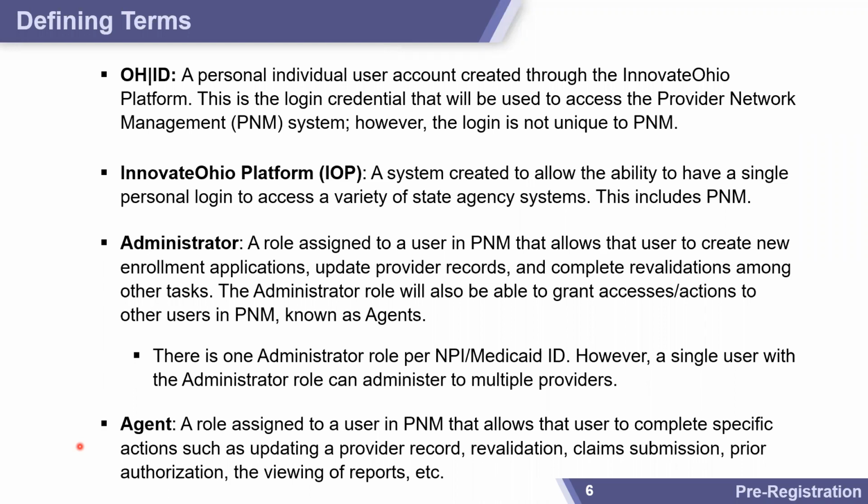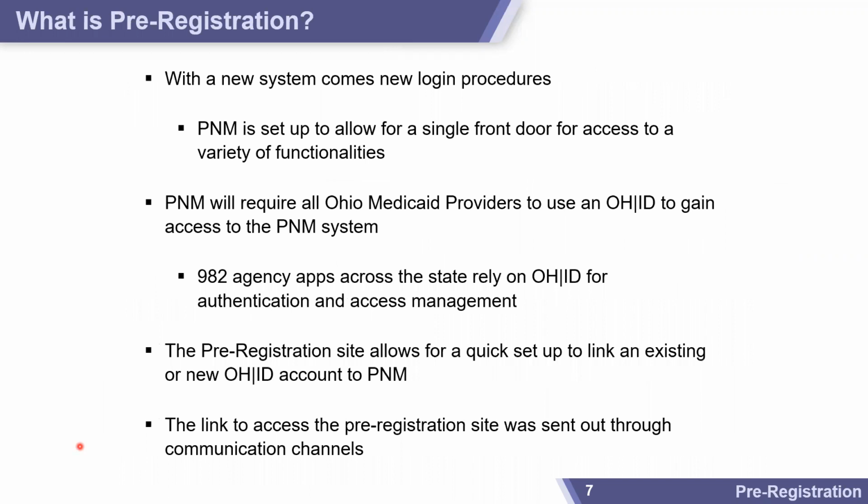So let's get into our first section, as we said, which is pre-registration. So this basically is the process. Pre-registration is linking existing provider records or existing providers who are enrolled in Medicaid. We're linking those accounts to an Ohio ID.